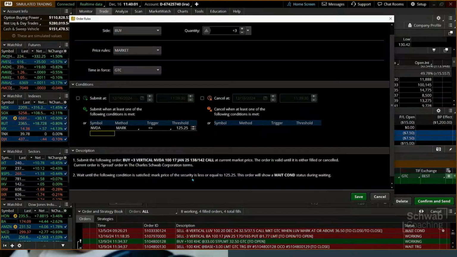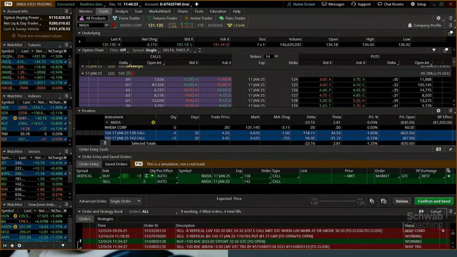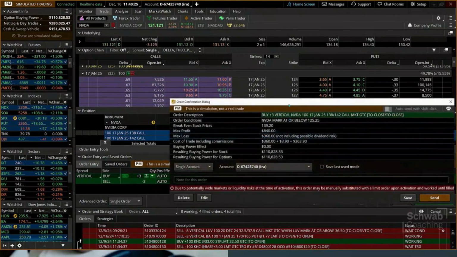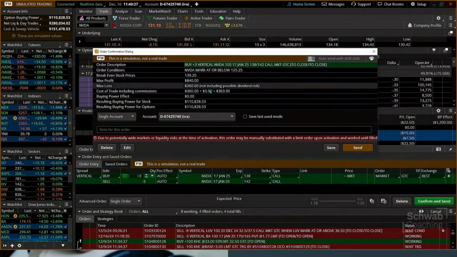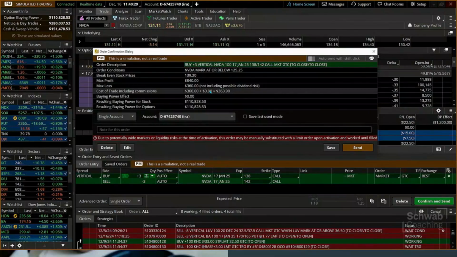If the mark price of a security is less than or equal to 125.25, then exit that call vertical at its market price. So don't let that make you fearful. Just go ahead and come down to this right here. Now, if you take a look at this, I'm going to go ahead and save, and say confirm and send. And now what you're going to see in this case is we got a commission there of $3.90.